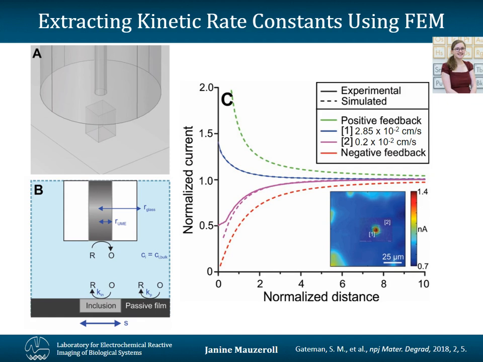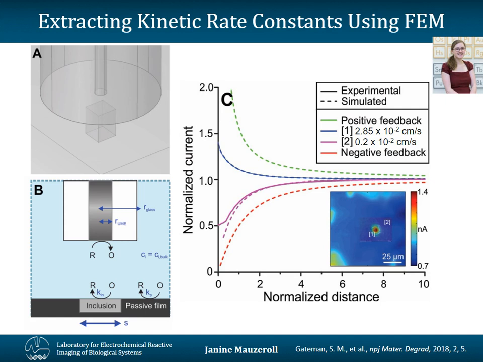So in panel A, because the inclusion was cubic, we ended up developing a finite element method model for this. On panel B, you see you have the microelectrode. And at the bottom, you have the inclusion in light gray that's embedded in the dark passive film. And the rate at which the electron transfer is going to occur at the inclusion site or the passive film is not going to be the same. And so we should be able to observe this contrast by carrying out approach curves. So in panel C, we have our normalized current that's coming from the current of our mediator and our normalized distance. And you see the green and the red curves are the positive and negative feedback, the highest possible contrast that we could get. And the intermediate curves end up being the passive film and the approach curve recorded on top of an inclusion.